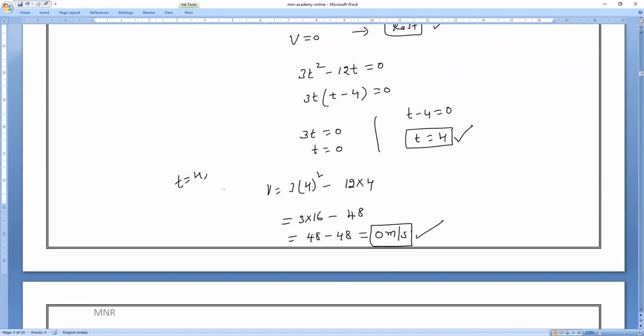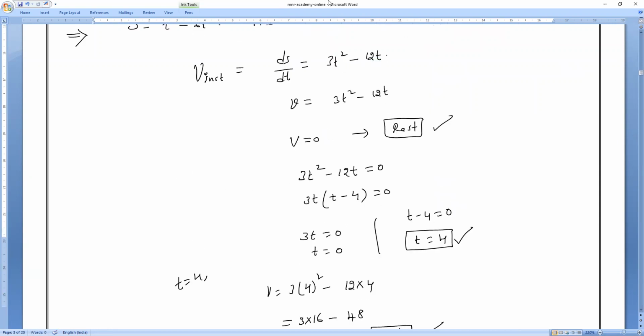Understood? Yes, sir. How to find when the body is at rest? You have to do this. Asvita? I don't know. Clear, Asvita? Yes, sir.